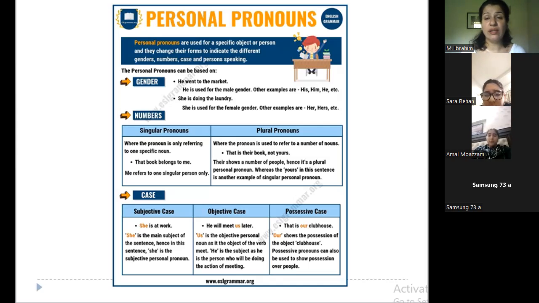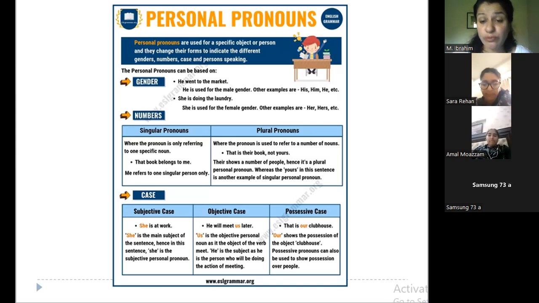Subjective case, when the pronoun is being used as the subject of the sentence. She is at work. She is the main subject of the sentence. Hence, in this sentence, she is the subject personal pronoun. She is the performer of the action. What is a subject? A performer of the action, right? An object is the one that receives the action.